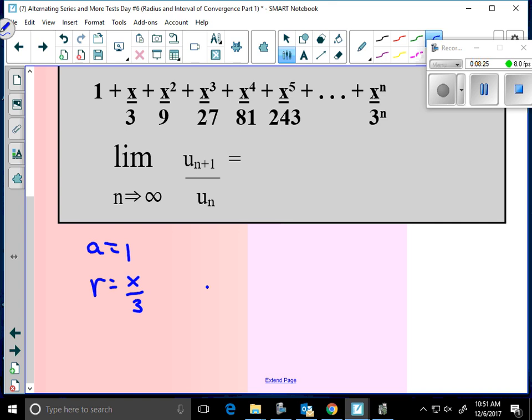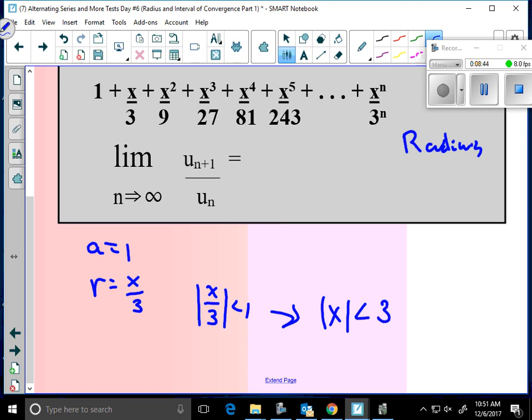So what I've got here is x over 3 must be less than 1. If it's equal to 1, then we have to do the ratio test on it. But now I know my radius of convergence is going to be 3, right? Because this implies that the absolute value of x would be less than 3. Therefore, my radius is 3. My interval, at least from what I'm expecting it to be, I just know it'll be -3 to 3. I don't know if it'll include those endpoints.